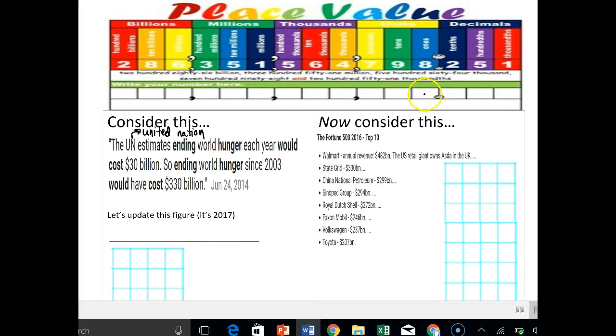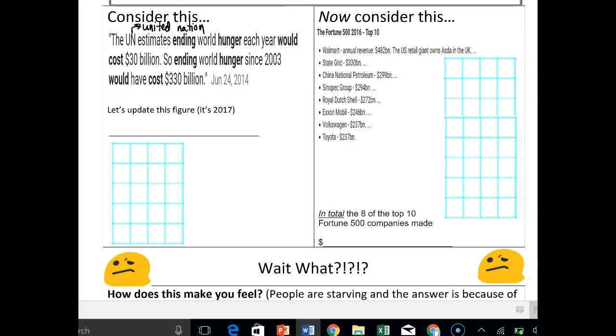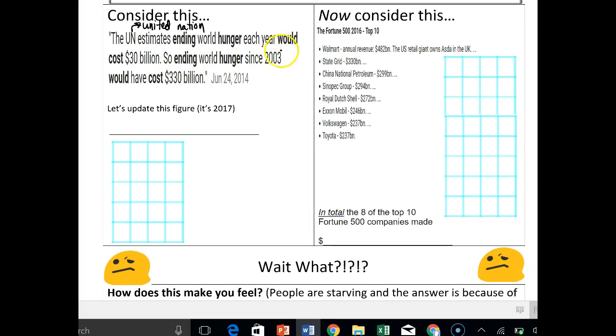So let's see how many zeros that would be. That would be 1, 2, 3, 1, 2, 3, 1, 2, 3, 1. This would be $30 billion. That's a pretty big check right there. So ending world hunger since 2003 would have cost $330 billion. All they did there is took $30 billion, and the difference between 2014 and 2003 when this study was said, they just said, all right, times 11. That's how they got the 330.